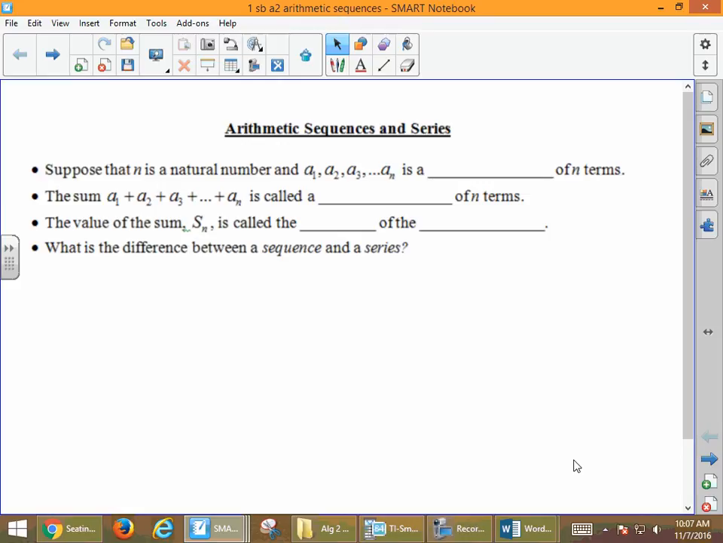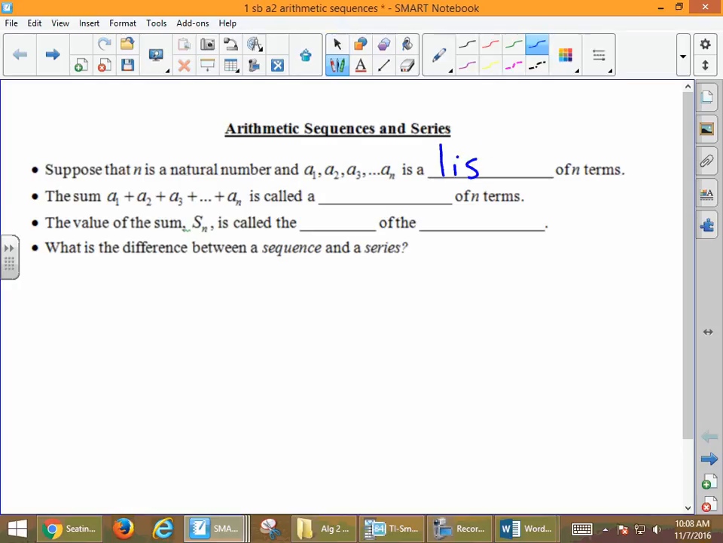We're starting a new unit on sequences and series, and particularly what we're going to look at today is arithmetic sequences. First of all, suppose that n is a natural number. Then we have a sub 1, a sub 2, a sub 3, dot, dot, dot, a sub n. All that is, is a list of n terms. We don't know how many terms we have, but we have a list of them.